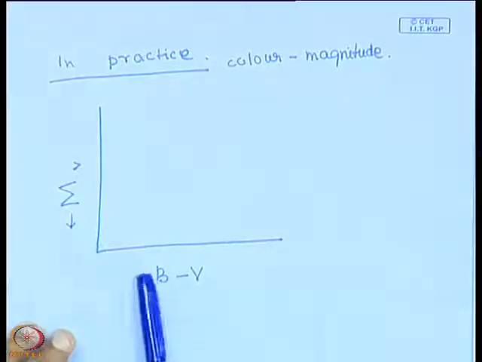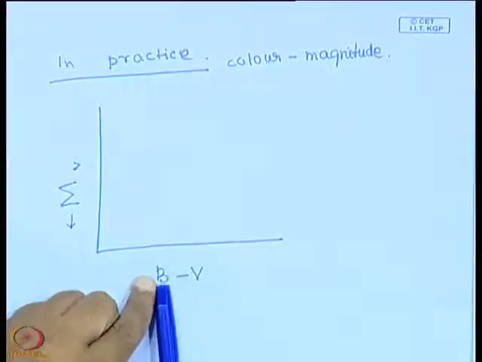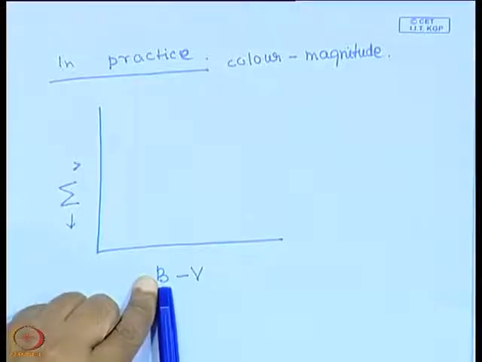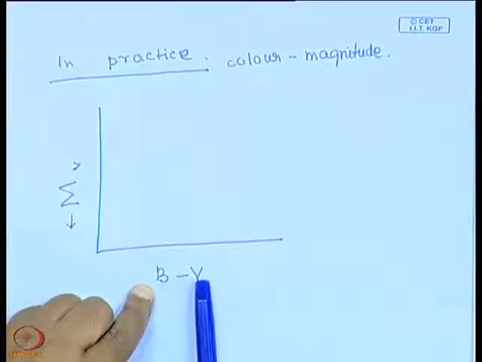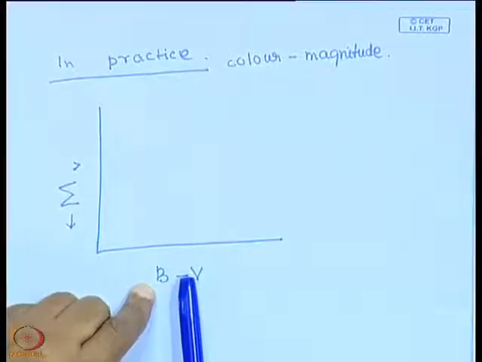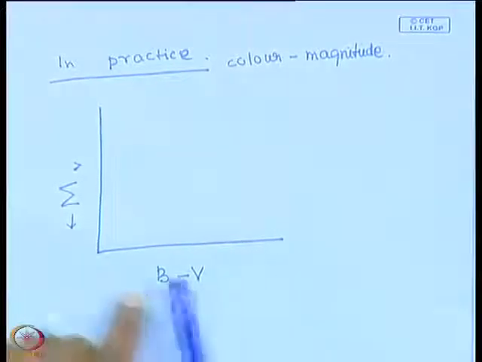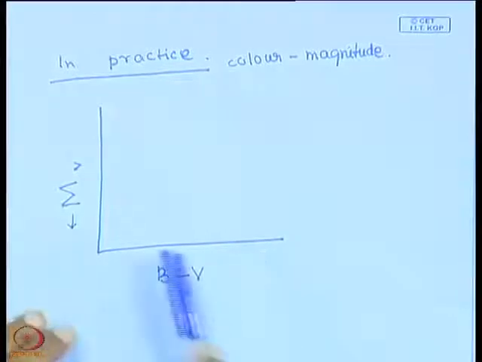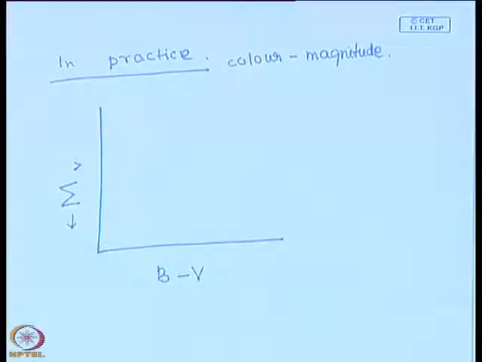So, bear in mind the color, let us look at the color. If the value of the color is larger, it means that the blue is fainter than the visual band. Visual band is at a lower frequency, larger wavelength. So, a larger wavelength having more radiation tells us that it is cooler. So, the more I go in this direction, the larger the value of the color, the cooler the star is. Okay. The more I go in this direction, the more luminous the star is.